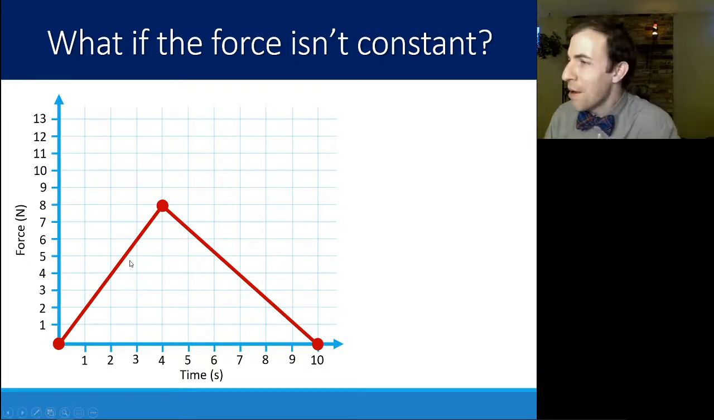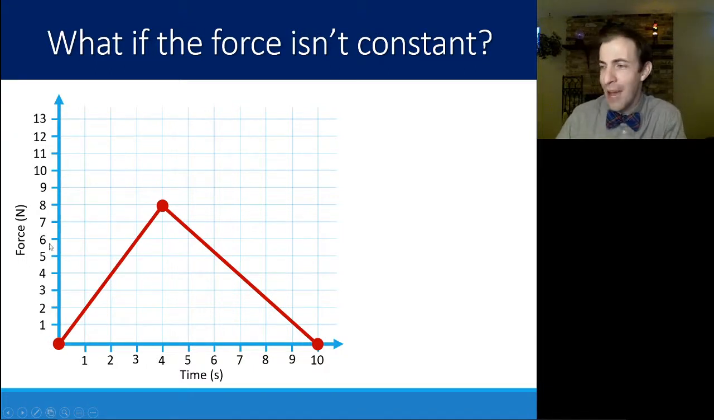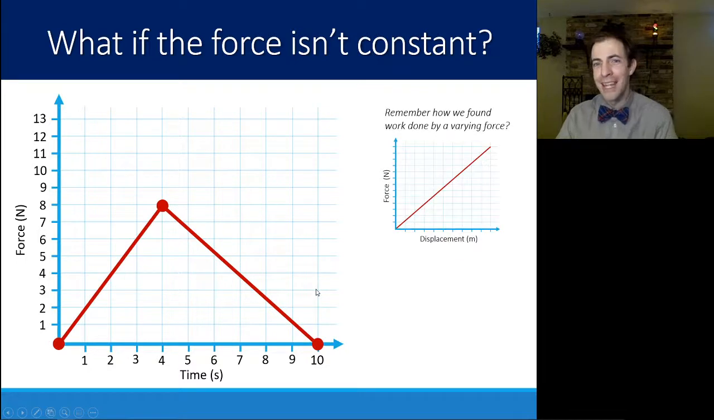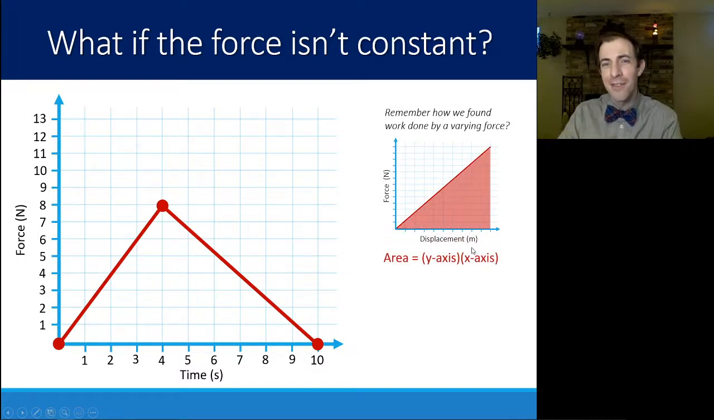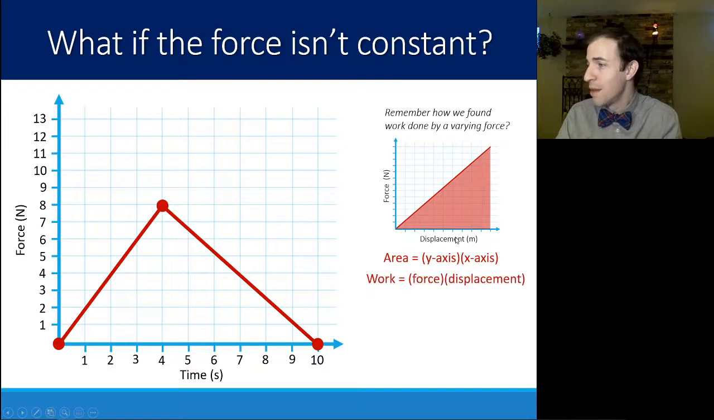Well, here, if I want to find the impulse of this graph, this force versus time graph, I'm going to use a similar trick that I did earlier this unit. When I had a force versus displacement graph, I was able to find the work from that by looking at the area under the curve, or area bounded by this graph, because the area here is just the y-axis times the x-axis. And in terms of this one, it was the force times the displacement, which is how I calculate work. Well, you might already see where this is going.